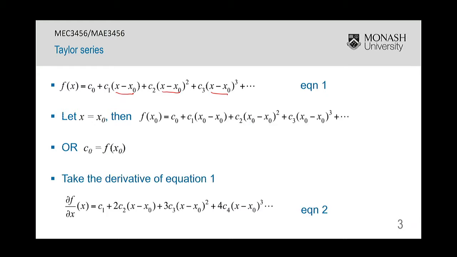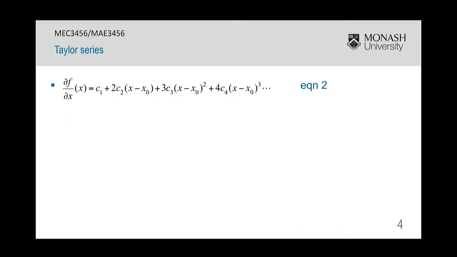Okay, let's take the derivative of equation 1. So f dashed of x is equal to, well, the derivative of the c0 term is going to be 0. The derivative of the c1 term is just going to be c1. The derivative of the c2 term is going to be twice c2 times x minus x0. Derivative of the c3 term is going to be 3c3 times x minus x0 squared, and so on. Let's call that equation 2.